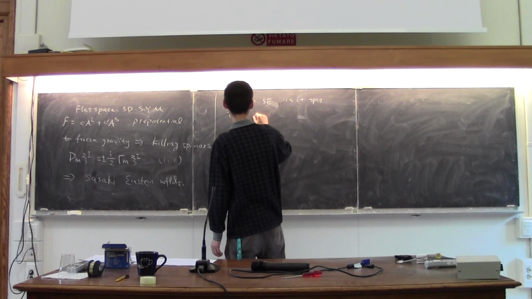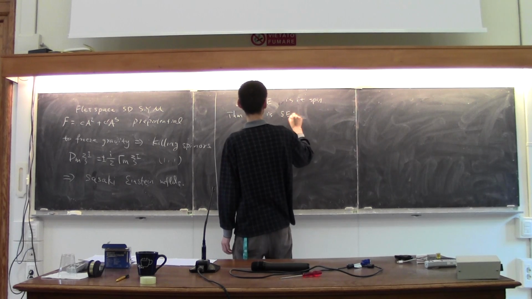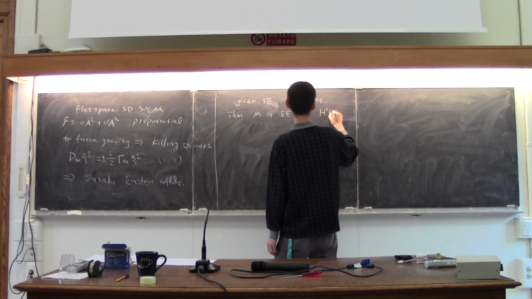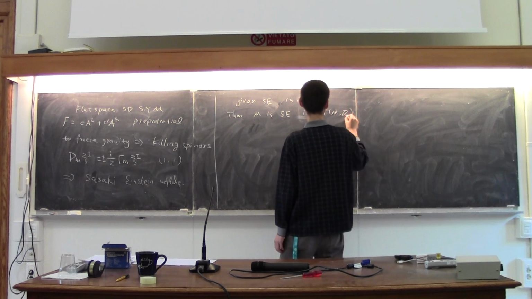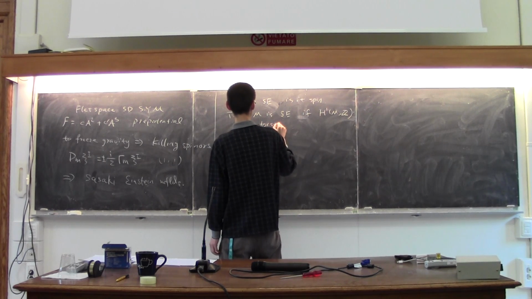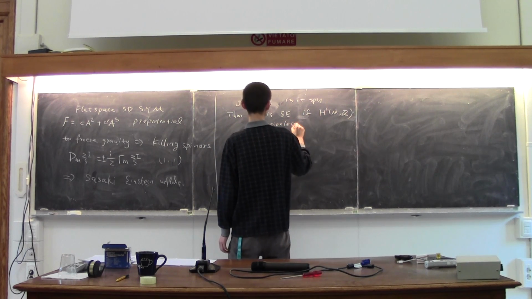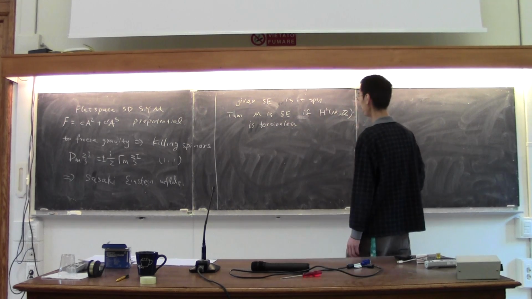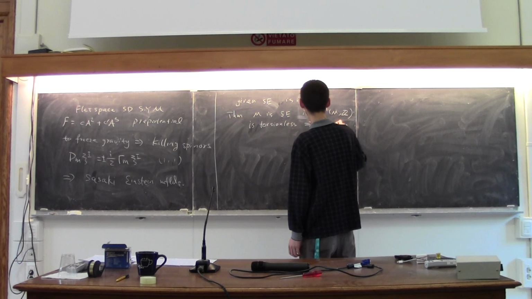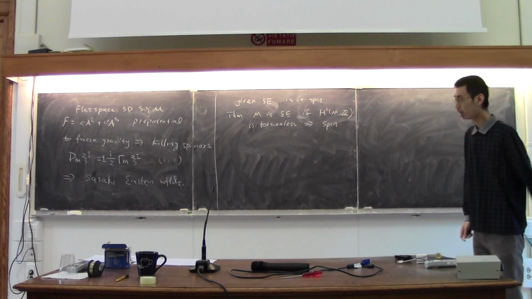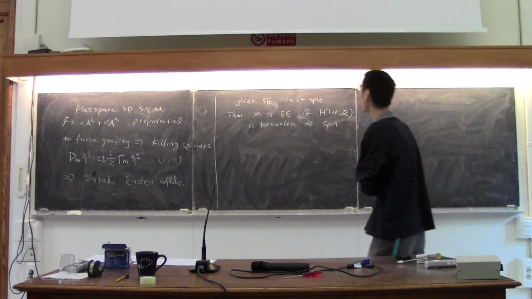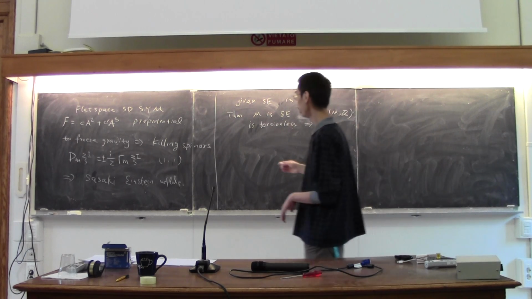So namely, if N is SE and if H1 is torsion-free, so it's a constraint on the first homology of this manifold, then this manifold is guaranteed to be spin. And then an example would be the following.